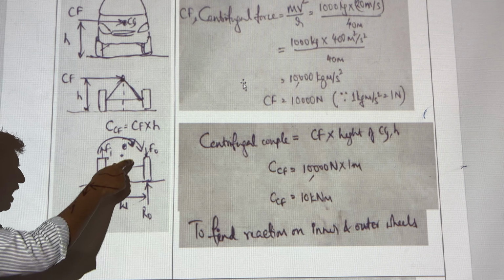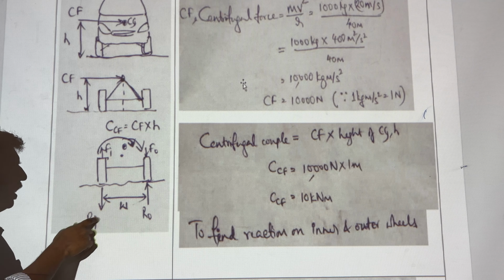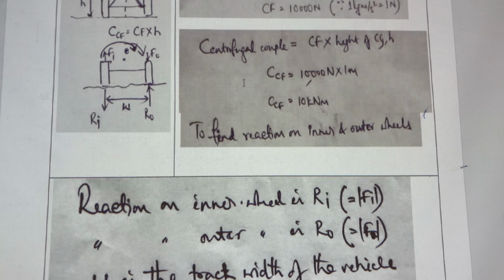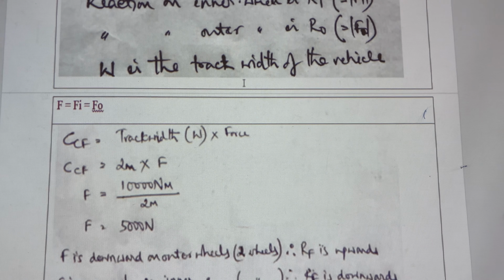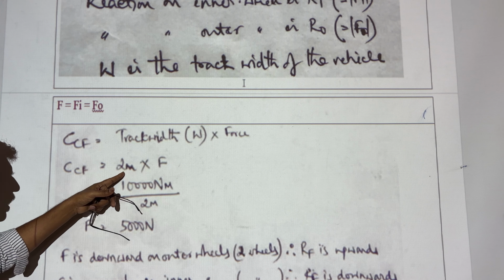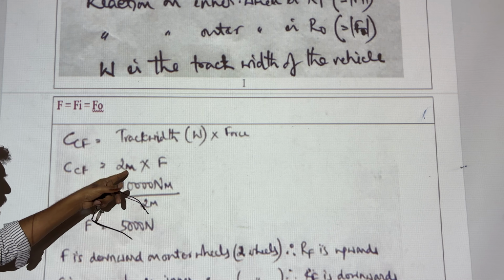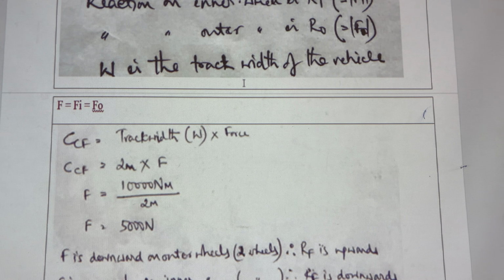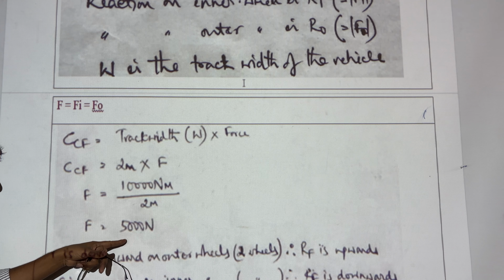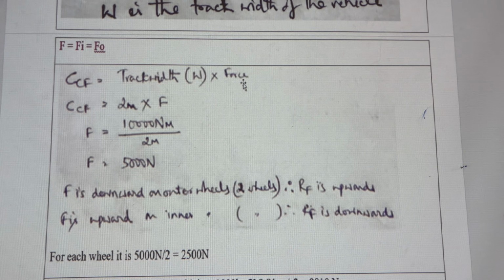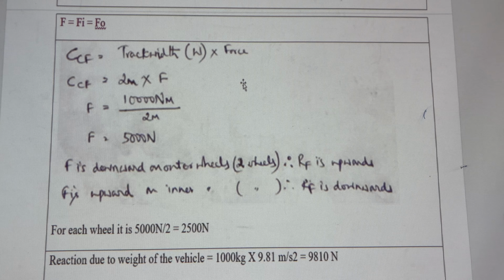This can be balanced by two forces, R naught and Ri, which are at the distance W. So I can equate this to the equation where the couple is equal to the force on each wheel, the outer wheel or the inner wheel, into the track width. Depending upon the track width, the track width gets divided here. So meter gets cancelled. You are left with newtons here. So you get the force of 5000 Newton here. 5000 newtons is around 500 kgs. So around 500 kgs of force is acting based on whether the wheel is inside or outwards.